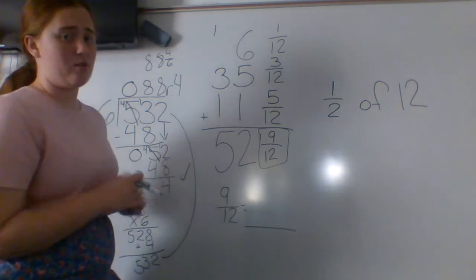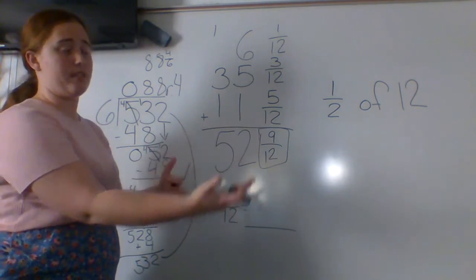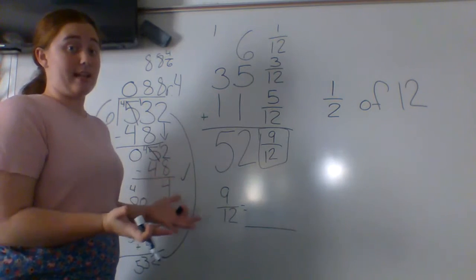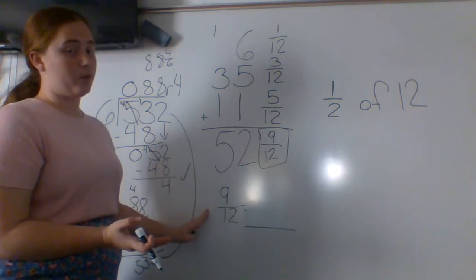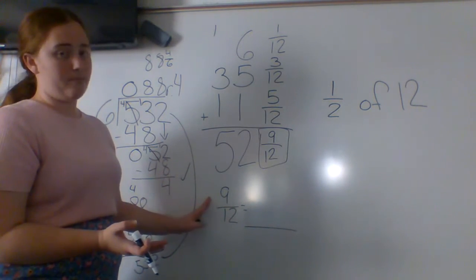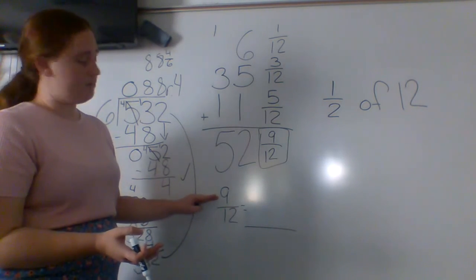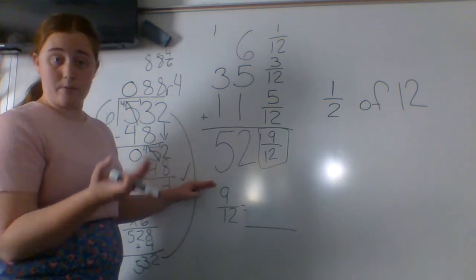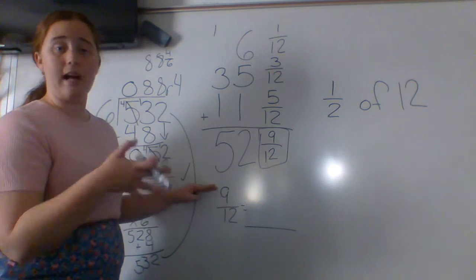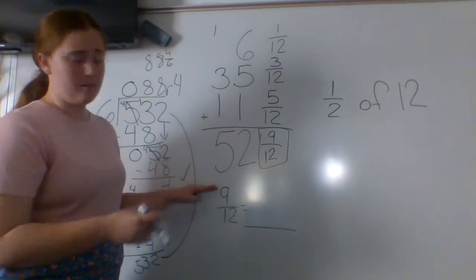No, you can't do 2 times something equals 9. You can't do 9 divided by 2 and get it out even. So 2 is not going to work. Let's try 3. Can 3 be divided into 9? Yeah, 3 times 3 is 9, or 9 divided by 3 is 3.